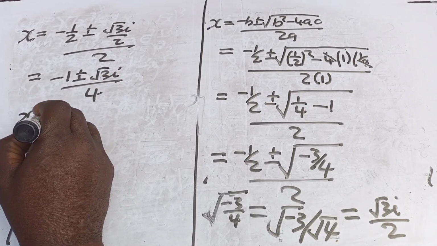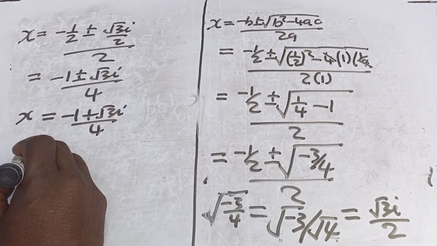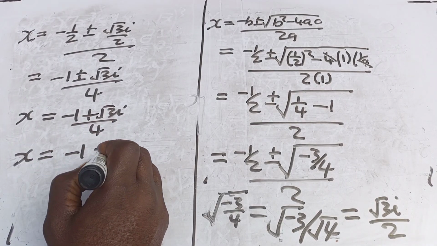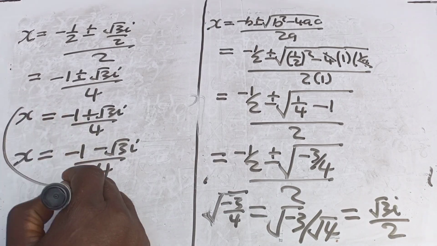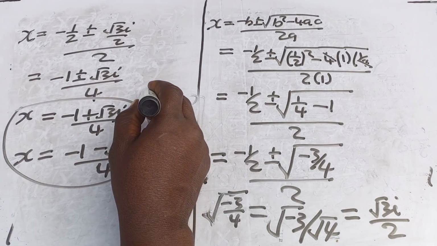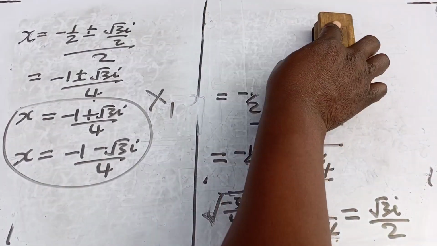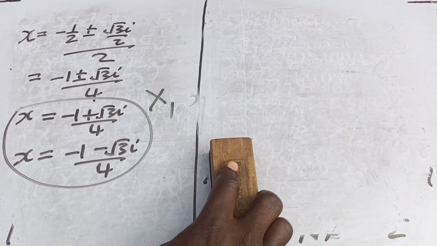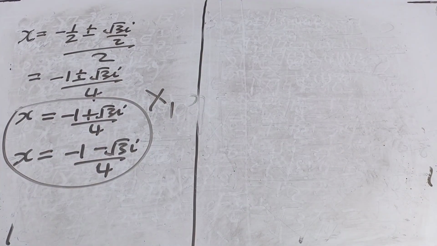We have x equals negative 1 plus root 3i all over 4. We have x equals negative 1 minus root 3i all over 4. Okay, these are the two solutions for x1. Now let's take x2 to get the other three solutions for our polynomial equation of degree 6.